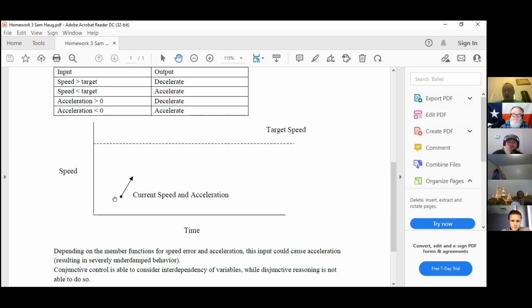I was trying to come up with a better example, but that's the one I ended up with, where if your input variables are related enough that they have significant impact on the others, then disjunctive is severely limited in being able to realize those interconnected relationships.